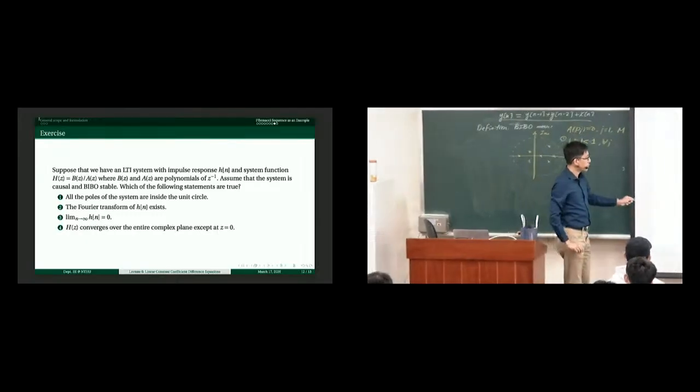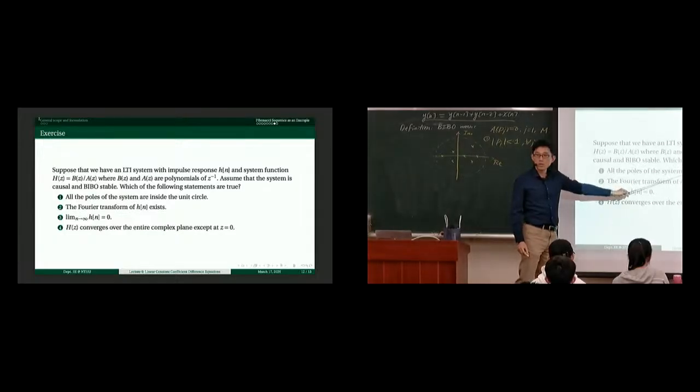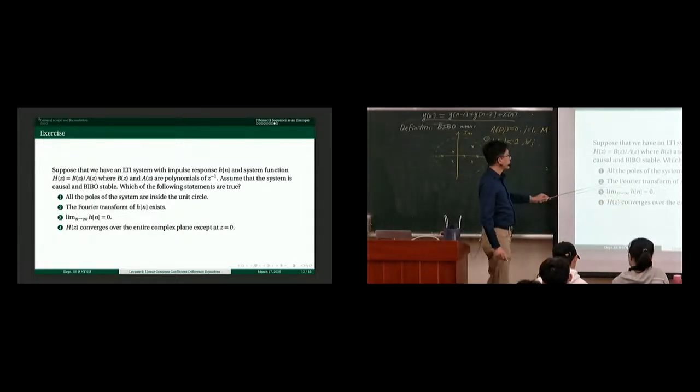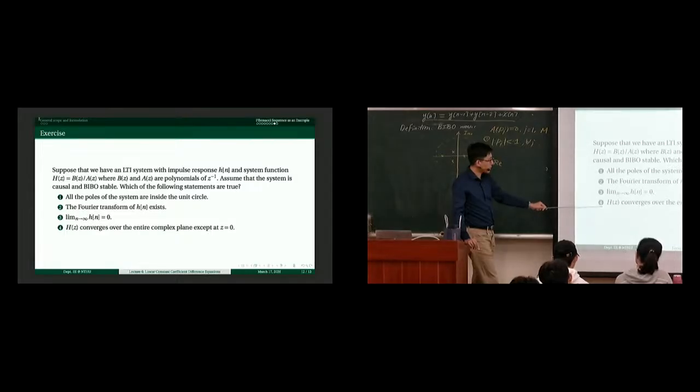So the first one is true. If it's BIBO, then all the poles should be inside the unit circle. Otherwise, it's not BIBO. Therefore, 1 is true, 4 is false. This is correct, this is incorrect.